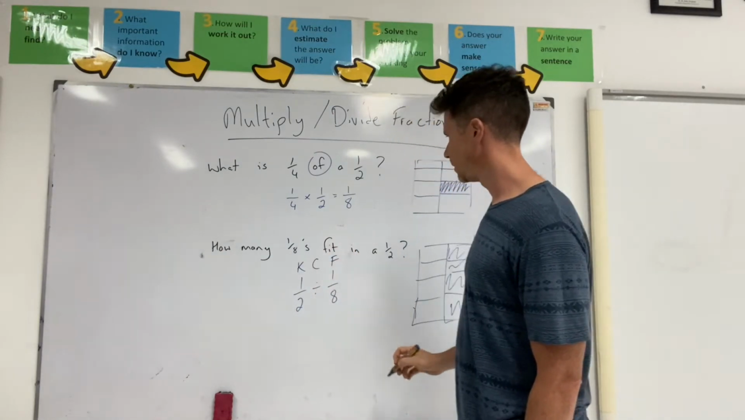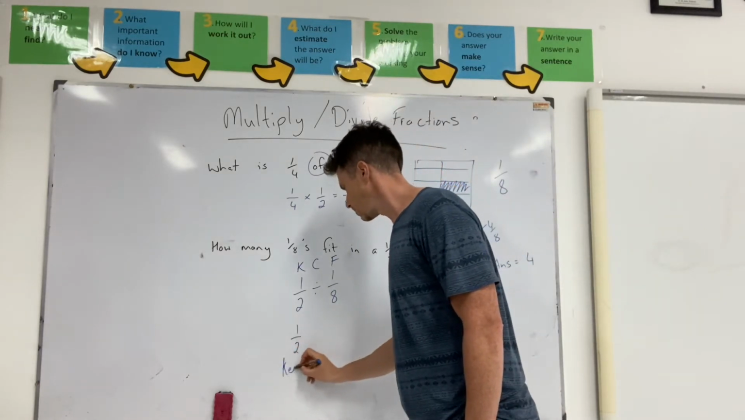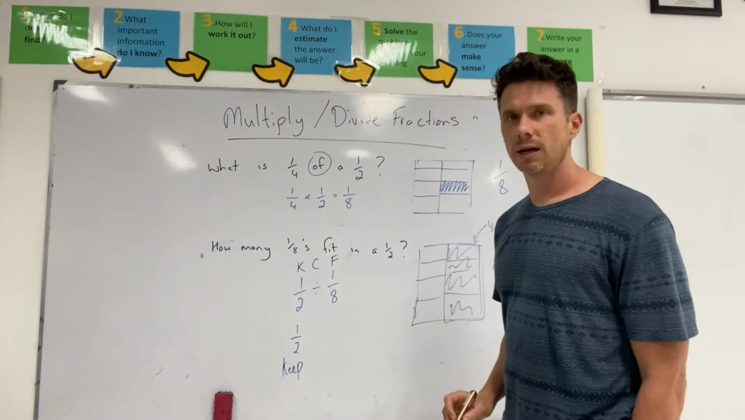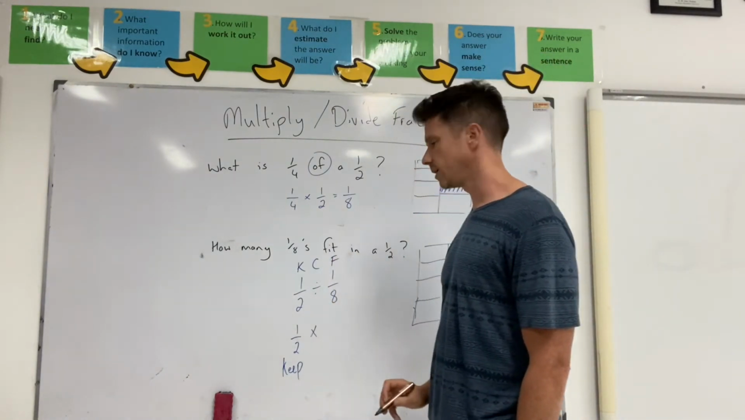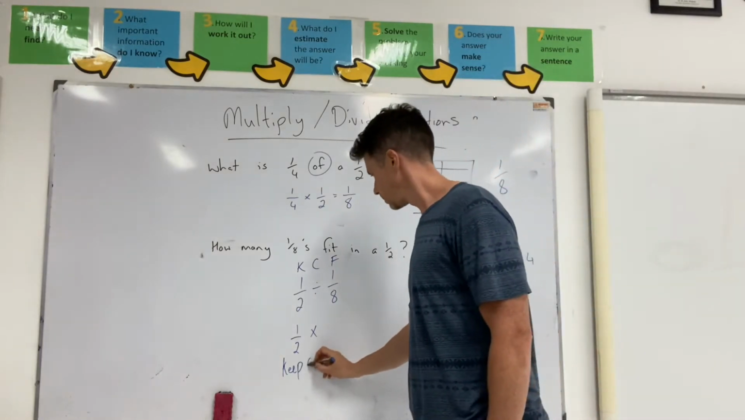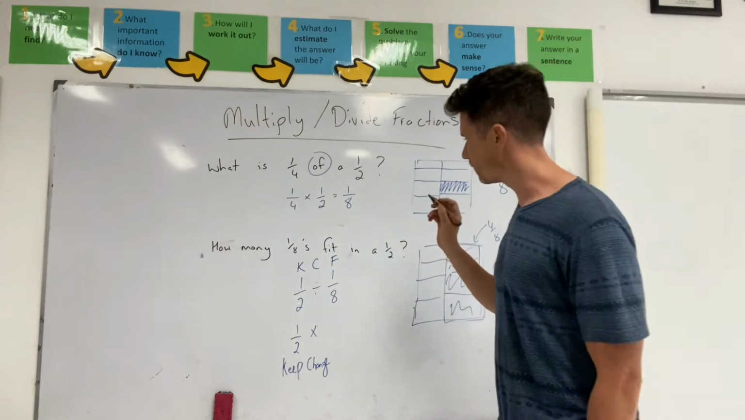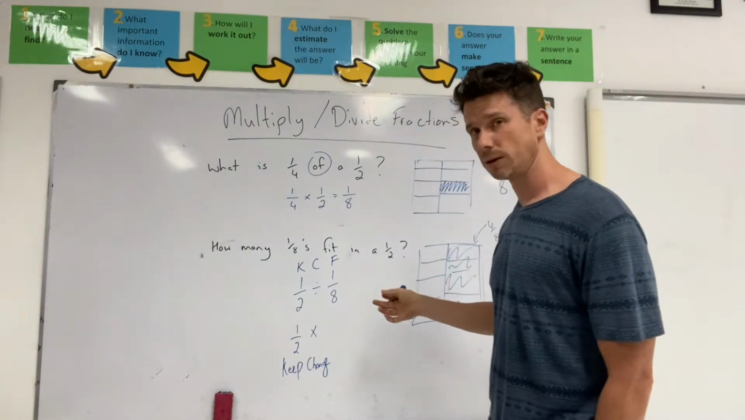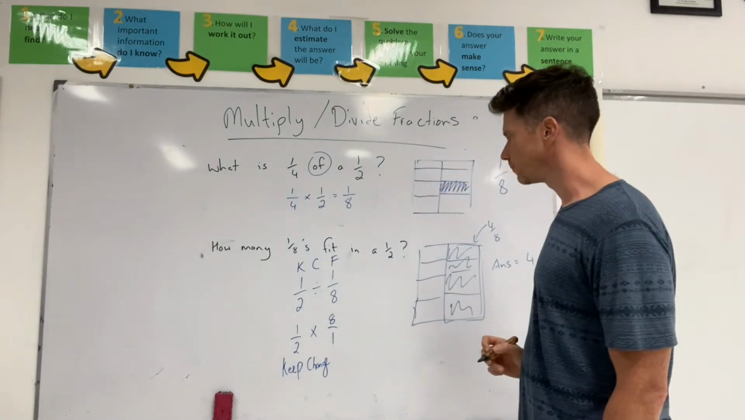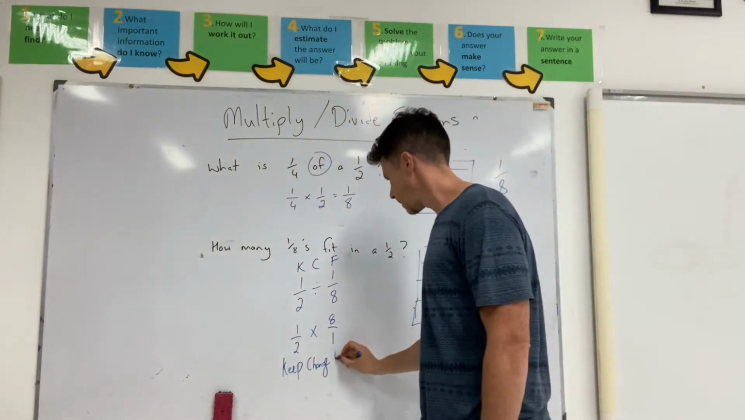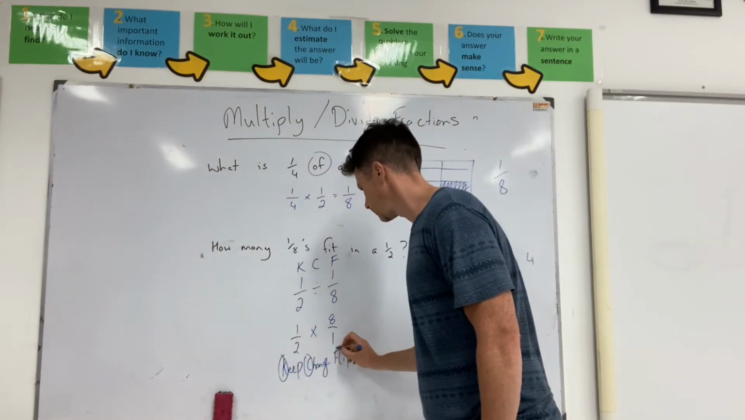KCF. If I keep the first fraction, keep. If I change the sign to a multiply, change. And flip: give the reciprocal of the second fraction, so 8 over 1 instead of 1 over 8. Flip. Keep, change, flip.